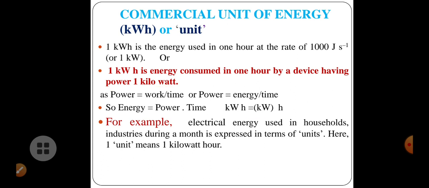Okay. Now whatever you find easy, you can learn, whether this definition or this definition. Both are correct. It's your wish which definition you are going to learn for your exam. Now for example, electrical energy used in households and industries during a month is expressed in terms of units. Here 1 unit means 1 kilowatt hour.